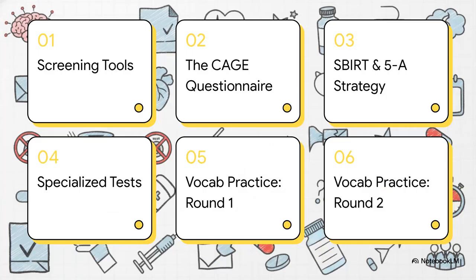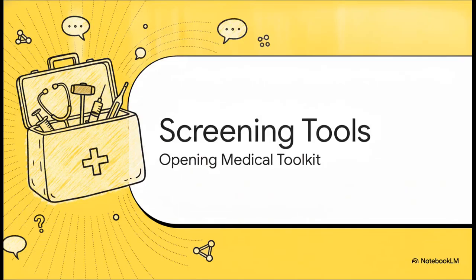Okay, let's take a super quick look at our roadmap for today. We'll start with what screening tools actually are, then move on to the CAGE questionnaire, SBIRT, and the 5A strategy. After looking at some specialized tests, we'll wrap up with 2 rounds of vocabulary practice to really lock it all in. So, Section 1. What are screening tools?